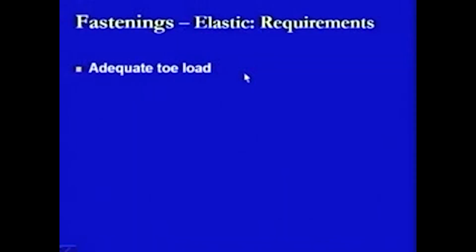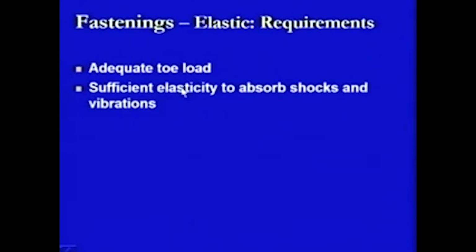The very first thing is that they should have adequate toe load. The toe load is a position where it is transferring the load from the top to the bottom surface. So, if it does not have the capacity to take up the load, then it is going to break down or crack. In that case it will not be fulfilling the function for which it has been provided. Therefore, all these elastic fastenings, most of the time, are designed and designated with a certain toe load.